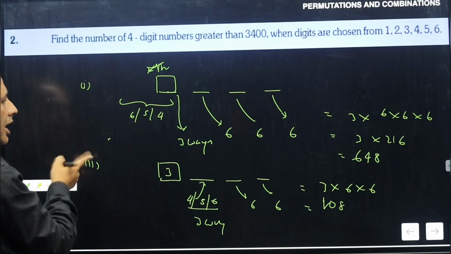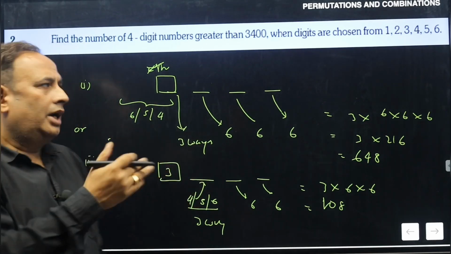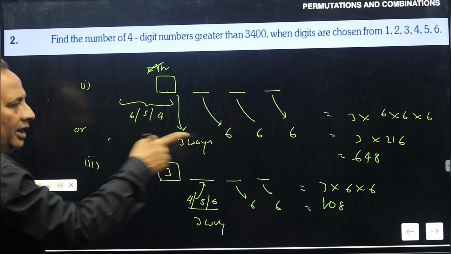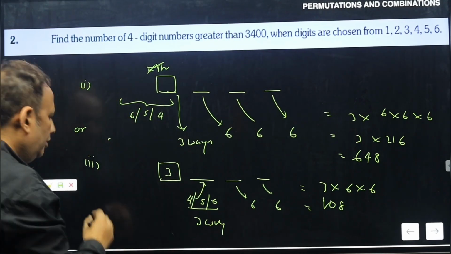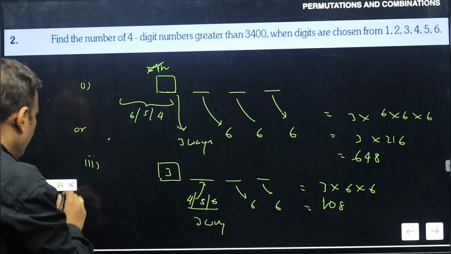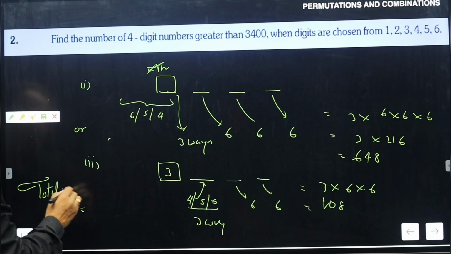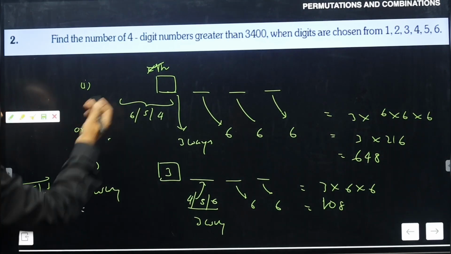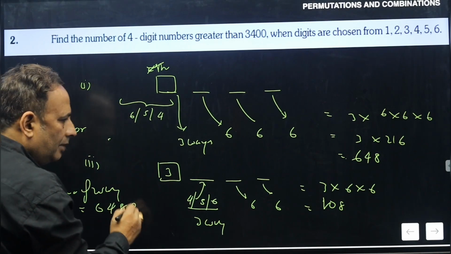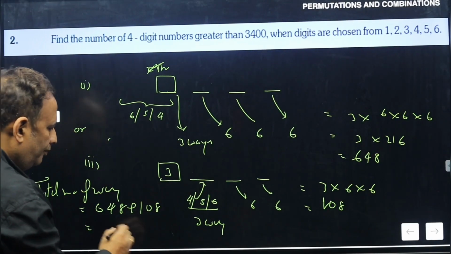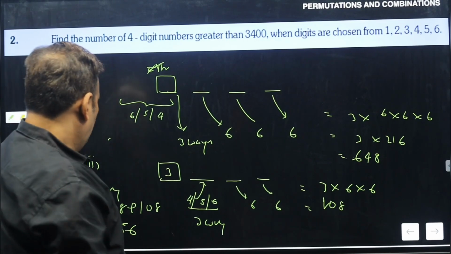Now what we have to do is take this case or this case. The right practice is to use or and and. For the word or, we have to consider both options, then only we will get all the numbers which are greater than 3400. So the total number of ways will be the answers from the first case and the second case added together: 648 plus 108, which is 756. 756 is your answer.